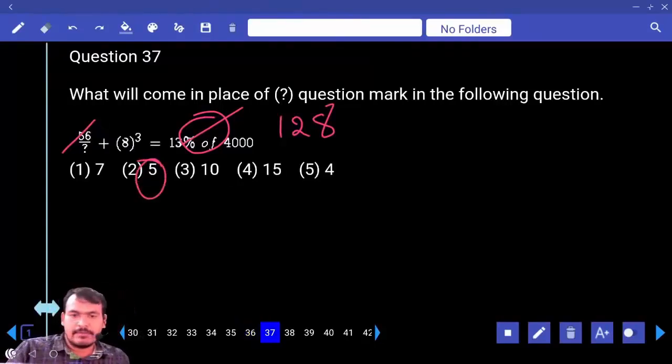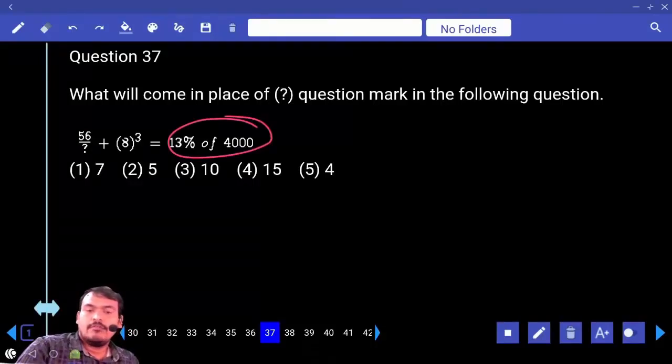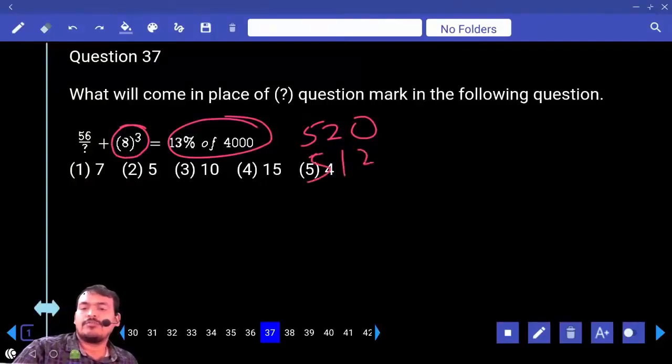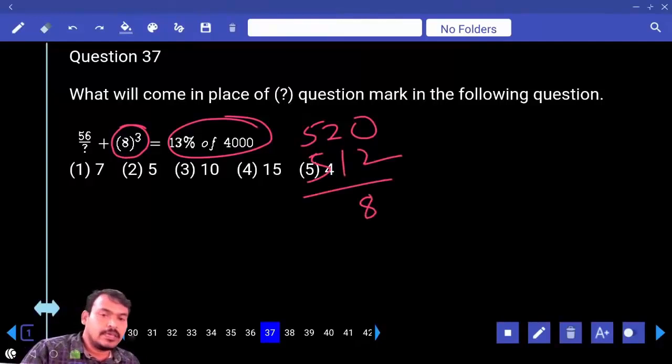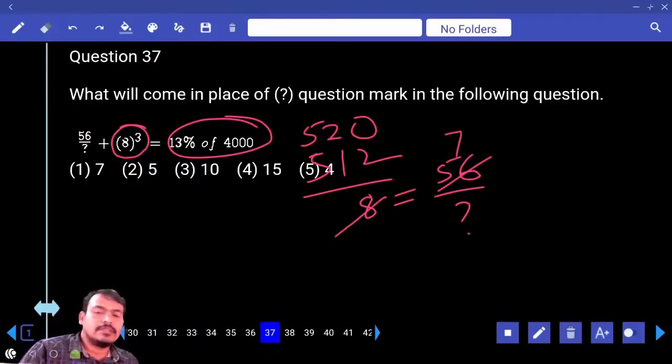Next, 37. 13% of 4,000 or not? What is the 13% of 4,000? 520 or not? 520. In this one we are subtracting how much value? 8 cube. What is the 8 cube? 512. What is the difference between 520 and 512? 8. It is equal to 56 by something or not? 8 how many times? 7 times. Then something must be 7.